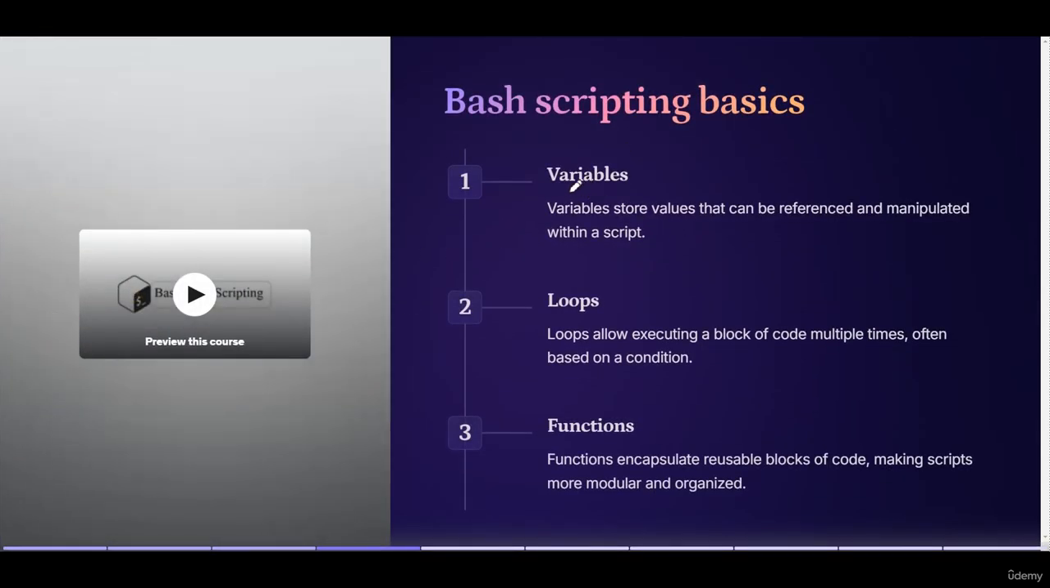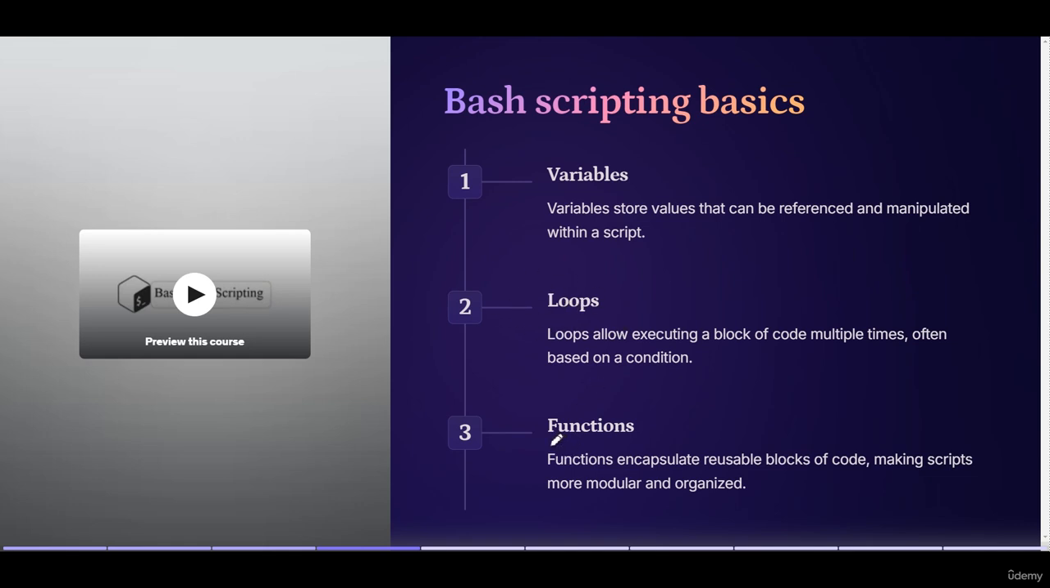So first of all, let's discuss variables. Variables store values that can be referenced and manipulated within a script. A variable can be anything like x or y or z. It can be anything that stores a random value. After that we have loops. Loops allow executing a block of code multiple times, often based on a condition, like if x is greater than 0, then type pass. If x is equal to 0, then type fail. And if we keep the value of x always greater than 0, then it would loop, saying that you have passed.